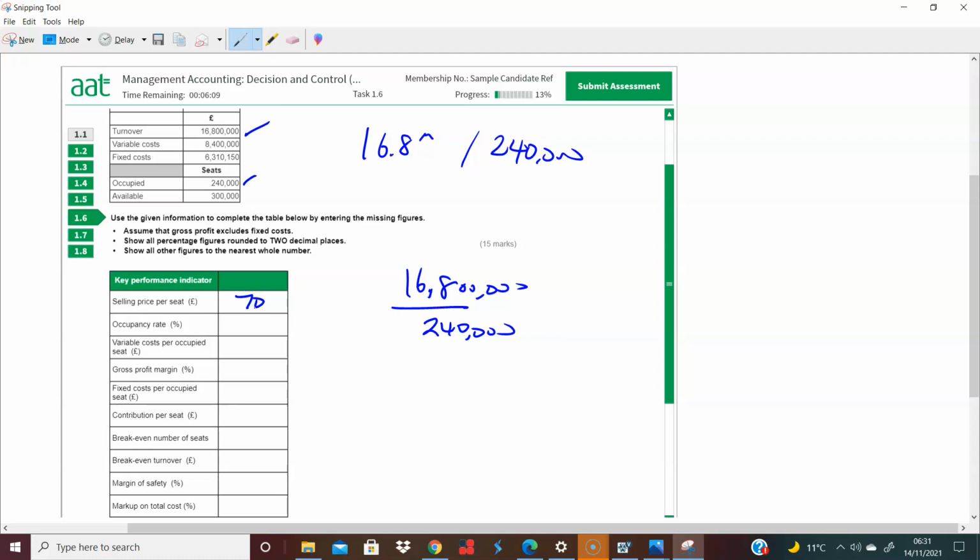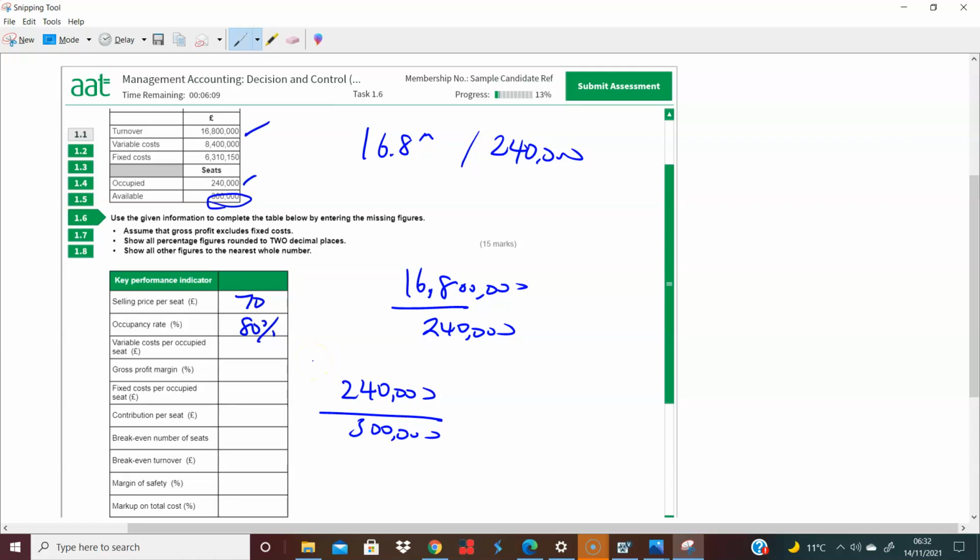And then occupancy rate is really what percentage of the seats we had available were occupied. So in effect, how well did we do? Did we occupy 100 percent of the seats that we have available? So you have 240,000 divided by 300,000, which is equal to 80%. So your occupancy rate was 80%. It's like anything, like a hotel or whatever, how many rooms were occupied.